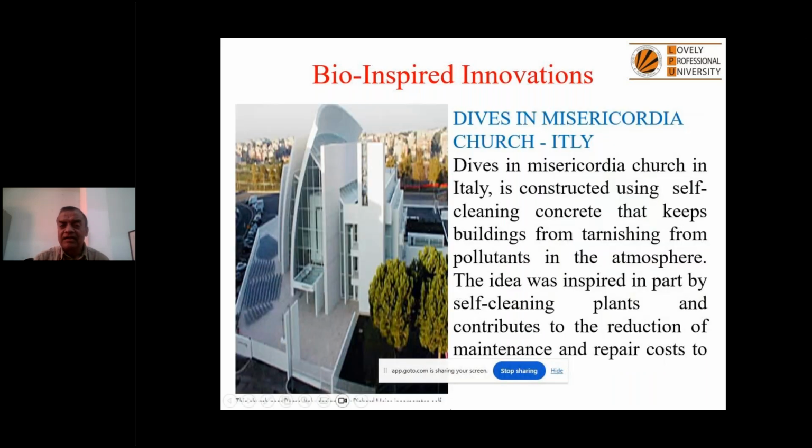the wood. This is Duomo di Misericordia Church in Italy. This is also a similar texture, and without any fan, without any AC, it is so cool inside. So this is also a building inspired from nature.